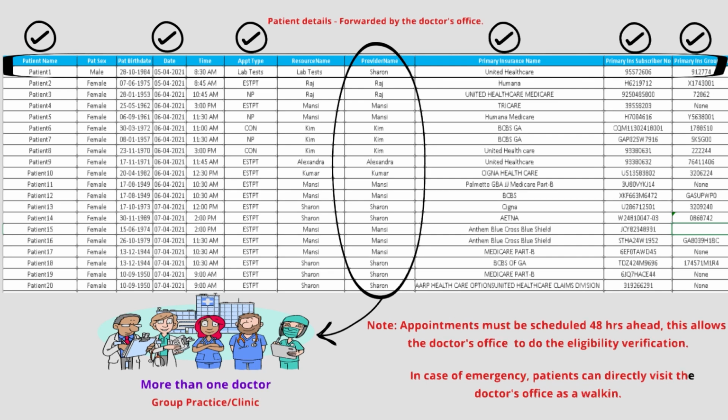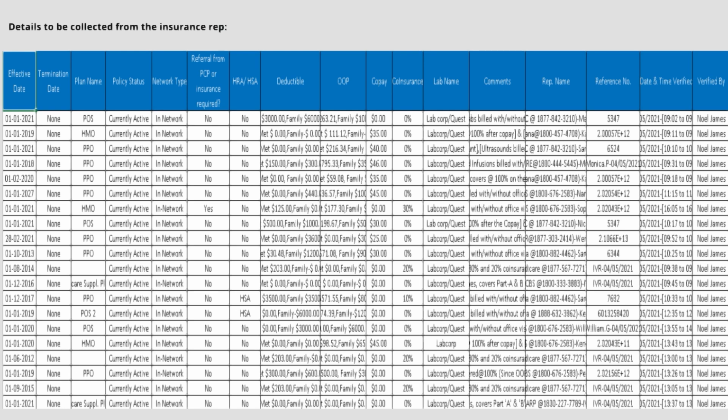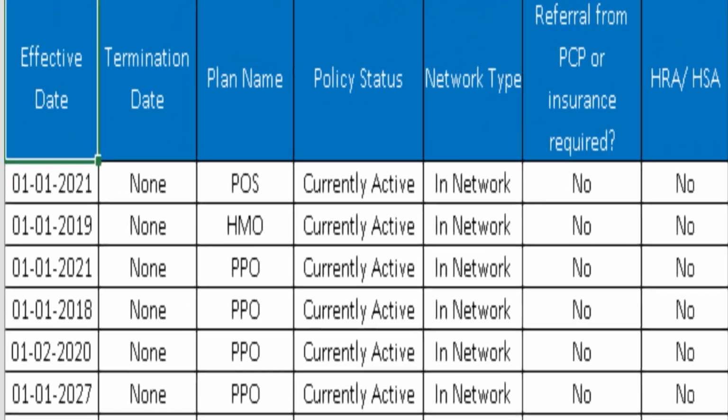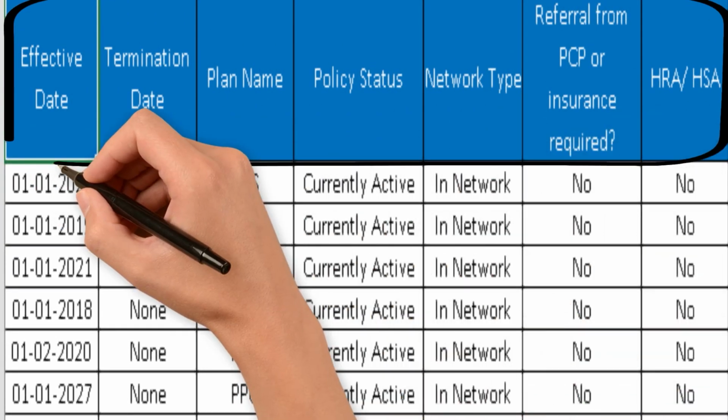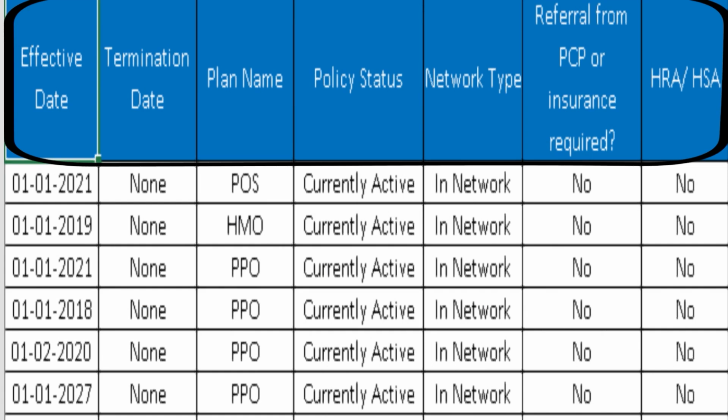Now, let us look at the details that we need to confirm from the eligibility verification call. The first thing is the policy effective date and termination date, that is, the policy start date and end date. If the termination date is none, it basically means the policy is still active. As you can see from the policy status column, it is mentioned as currently active.